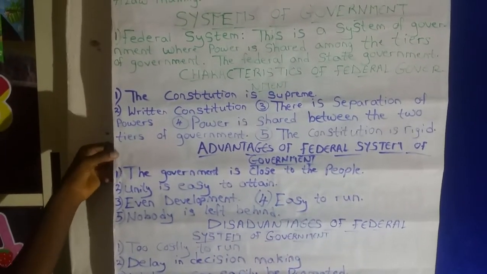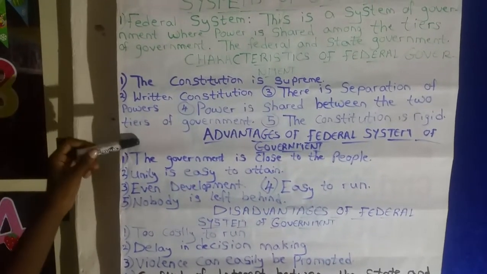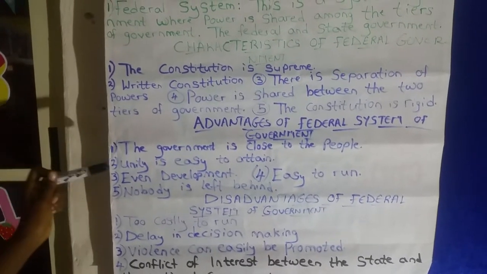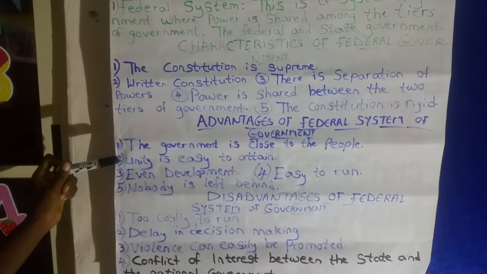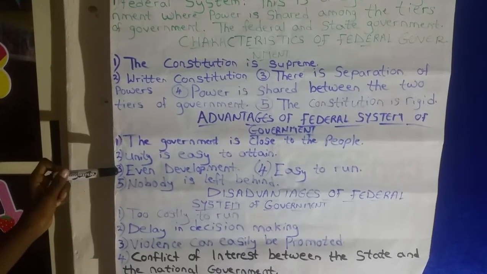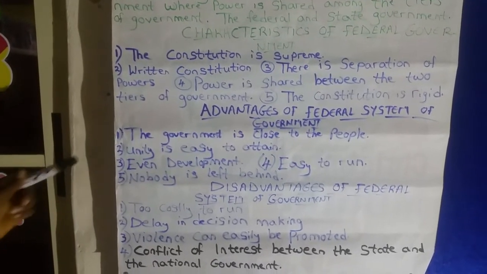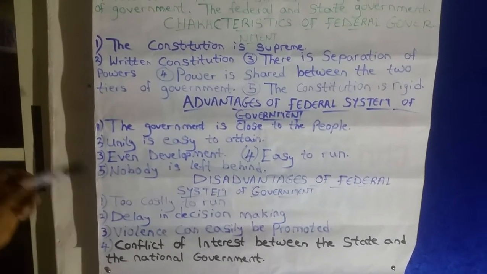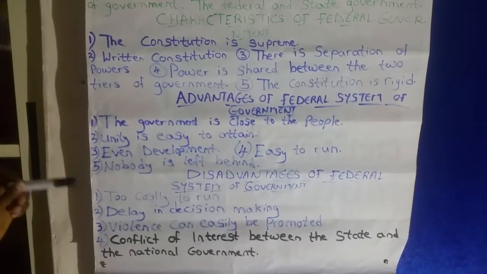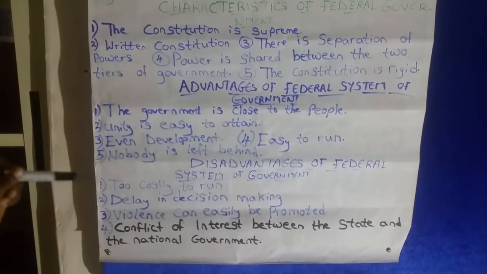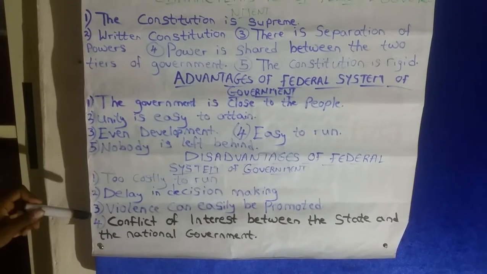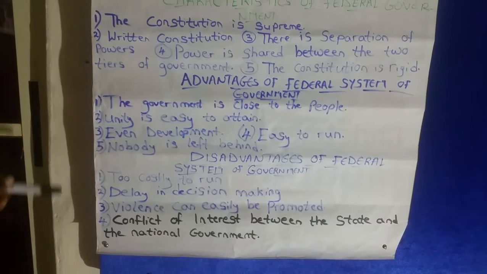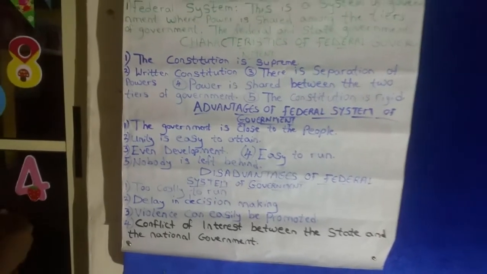The next one is advantages of federal system of government. 1, the government is close to the people. 2, unity is easy to attain. 3, even development. 4, easy to run. 5, nobody is left behind. Disadvantages of federal system of government. Number 1, too costly to run. Number 2, delay in decision making. Number 3, violence can easily be promoted. Number 4, conflict of interest between the state and the national government.